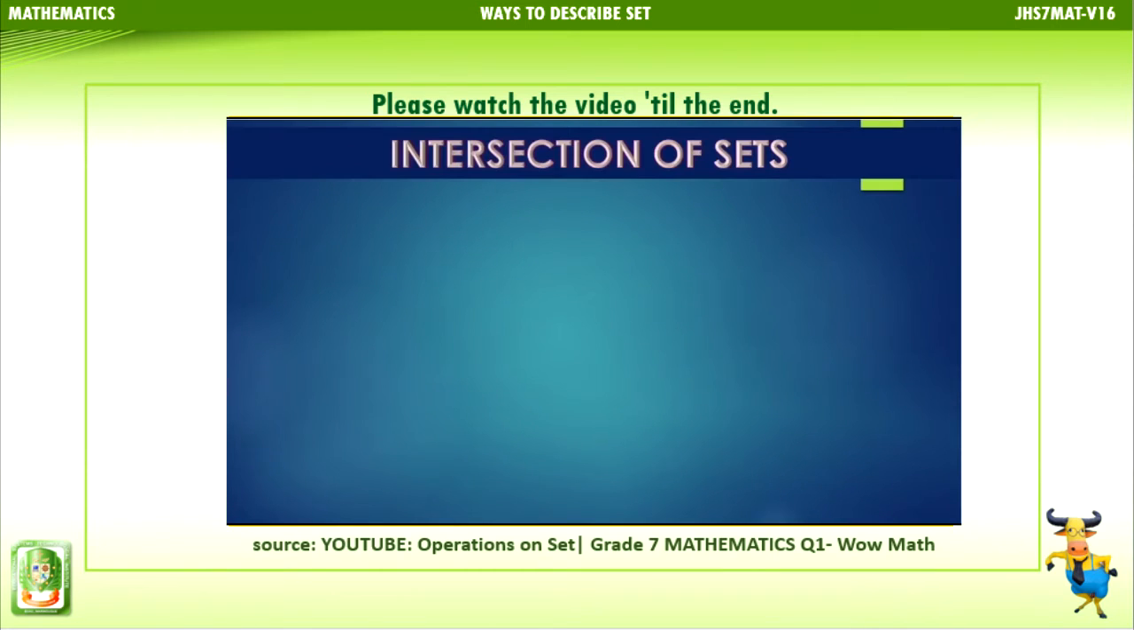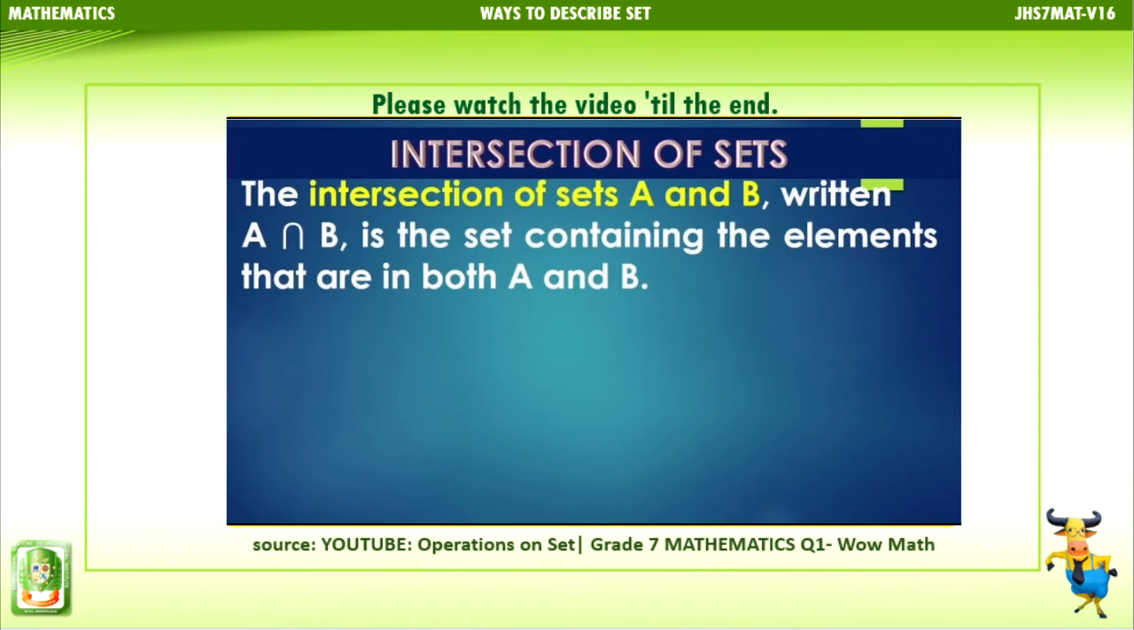So first, we have the intersection of sets. When we say intersection of sets, the intersection of sets A and B, written as A intersection B, take note of our symbol, it looks like an inverted U. This is the set containing the elements that are in both A and B.